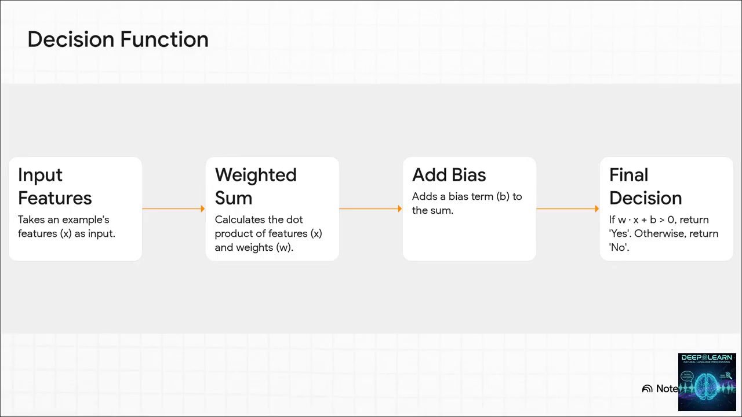So how does it actually make that decision? Well, it's kind of like a little checklist. It looks at all the features, like is big or has trunk, and for each one, it multiplies it by something called a weight. Think of the weight as how important the perceptron thinks that clue is. Then it just adds all those up, adds one final little number called a bias to kind of nudge the result, and that's it. If the final score is positive, it shouts yes. If not, it says no.